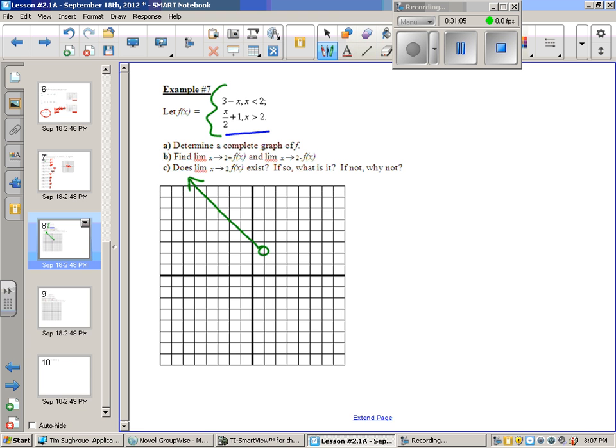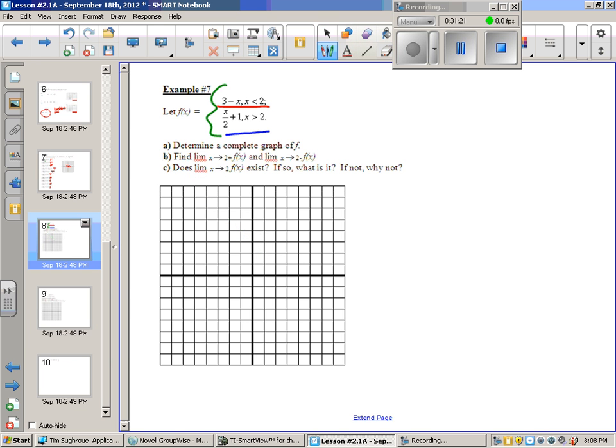This second piece, I'll do it in blue. I still need to plug 2 into it. When I plug 2 into it, 2 divided by 2 is 1, plus 1 is 2. This first piece is wrong.